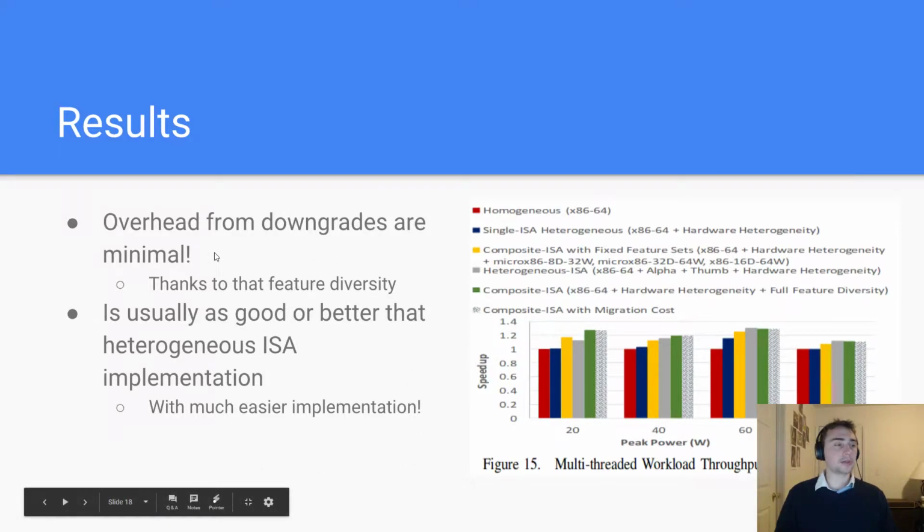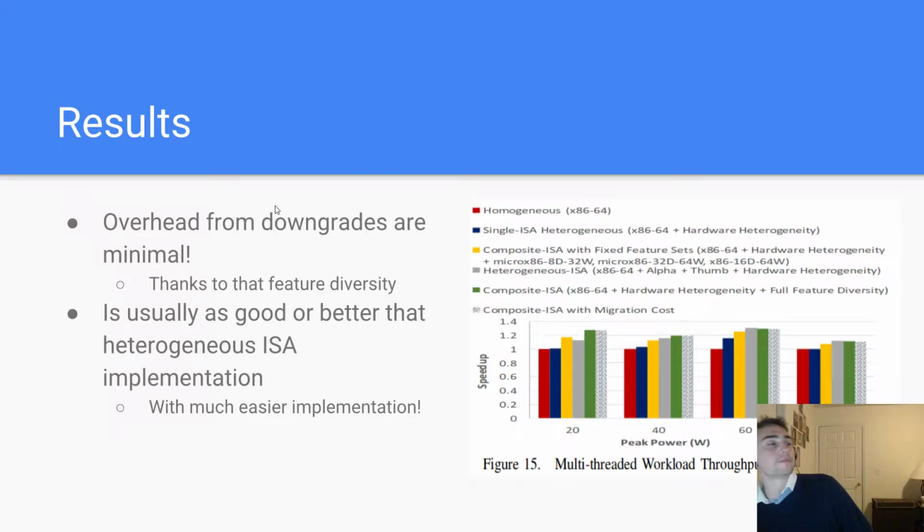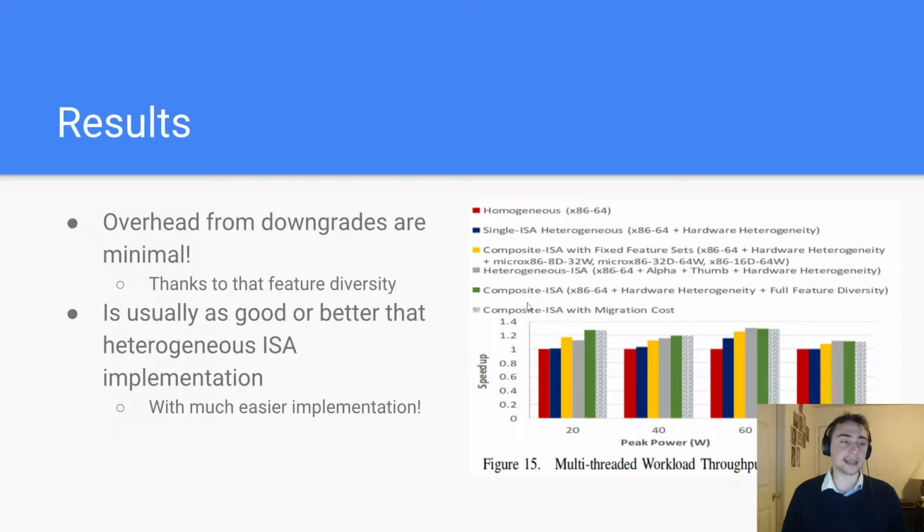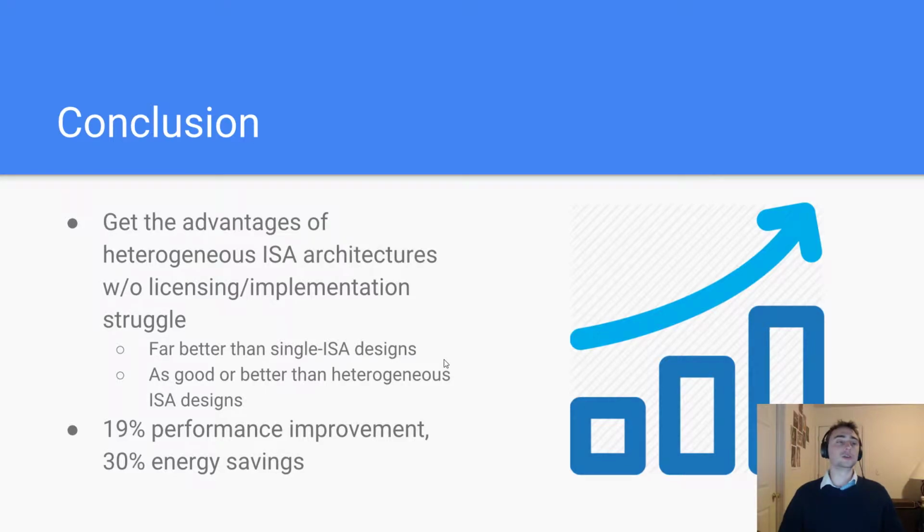So the other thing is overhead from downgrades is minimal. So yeah, that's what we just talked about, thanks to the feature diversity. And it's usually as good or better than heterogeneous ISA implementation with a much easier implementation. And over here, we've got workload throughput with downgrade cost, and we see that the Composite-ISA and the Composite-ISA with migration cost are just about the same. They're almost identical.